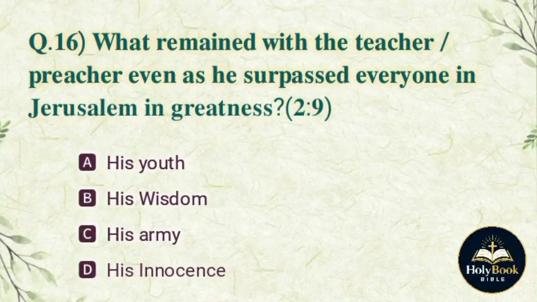Question: What remained with the teacher even as he surpassed everyone in Jerusalem in greatness? Options: A. His youth. B. His wisdom. C. His army. D. His innocence.